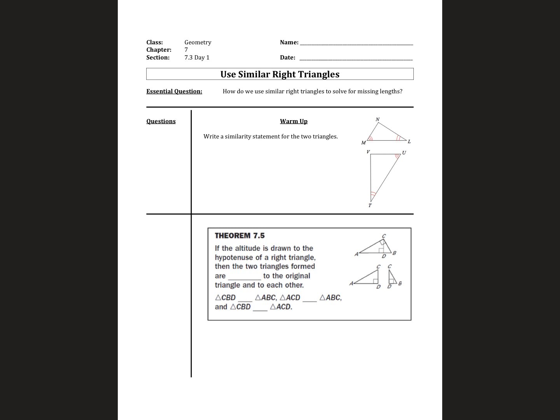We're continuing with 7.3 today. This is day 1. Day 2 may or may not be covered. We'll see what happens. So this lesson we're trying to use the proportions and the proportionality and ratios of similar right triangles to be able to solve for missing side lengths, okay?